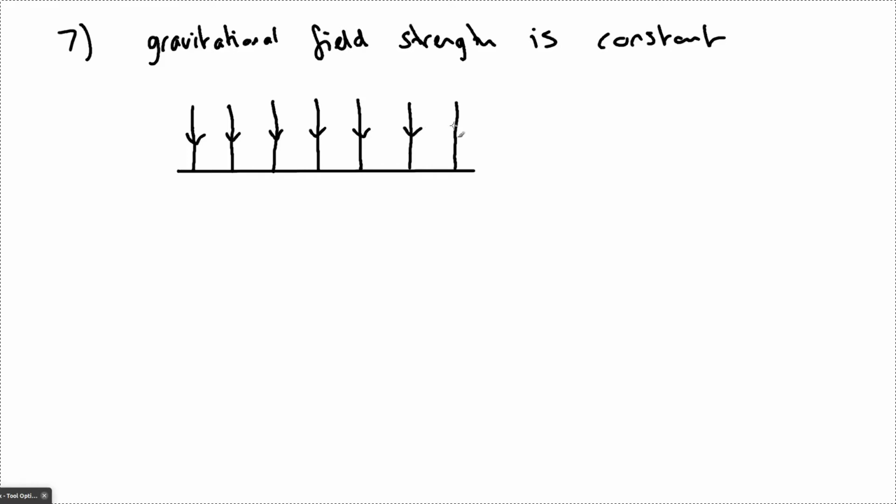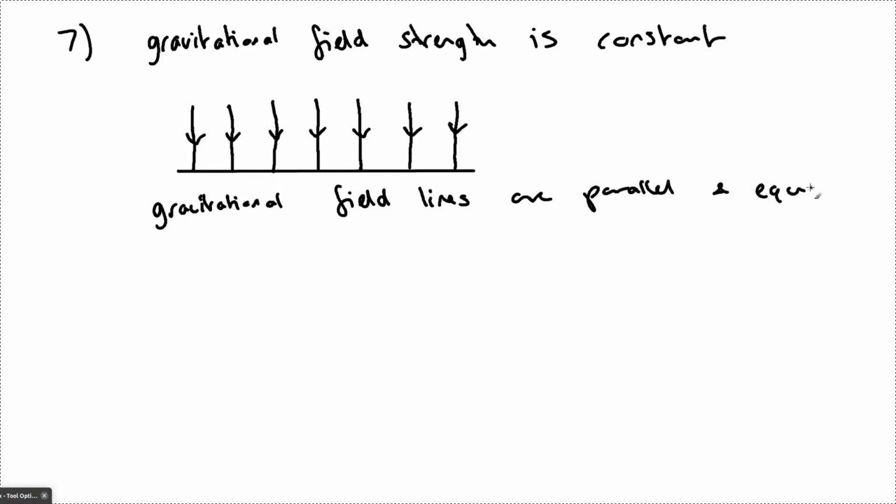So if we just look at across a small section of the Earth's surface, what we would have is that the gravitational field lines are parallel and equally spaced. Remember, the separation of the field lines indicates the strength of the field. The closer the field lines get together, the stronger the field will be. The further apart the field lines, the weaker the field.